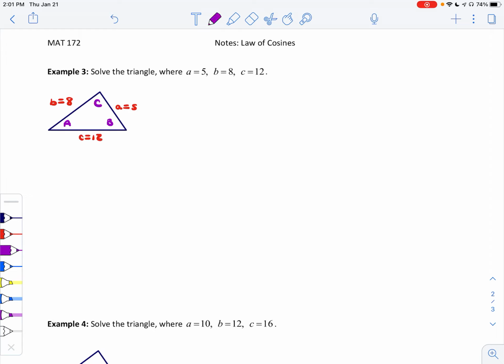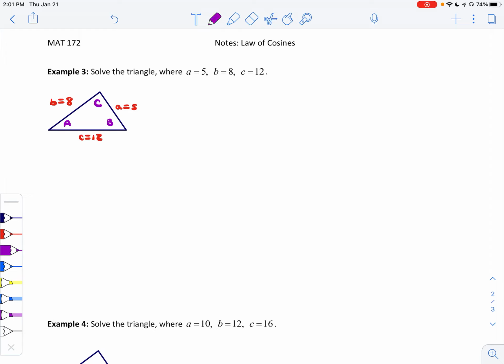So this is, of course, our side, side, side case, because we have all three sides of the triangle. If we think about our law of cosines on this one, since we have all three sides and we're looking for all three angles, we could use any of the three formulas to start with.